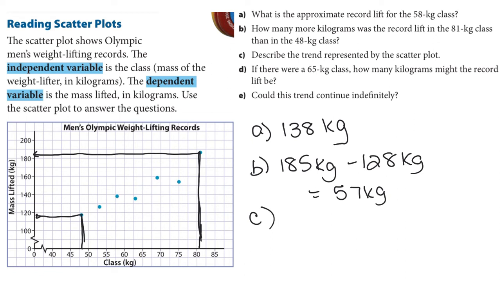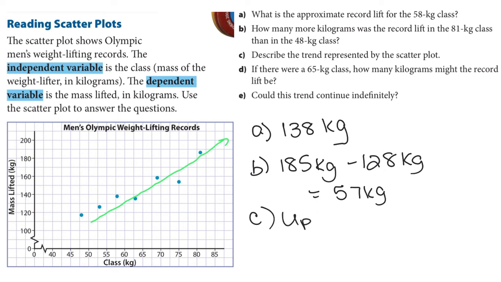Describe the trend. Again, the trend is what direction the data is heading. If we draw what we call a line of best fit, which is a line that cuts right through the middle of the data, the trend is that the data is going up and to the right. Or, as the class is rising, so is the amount being lifted.